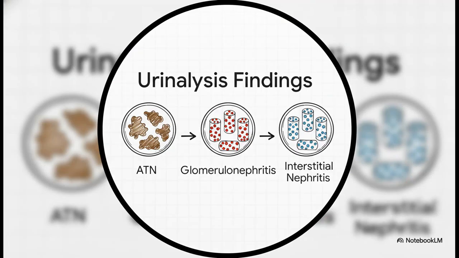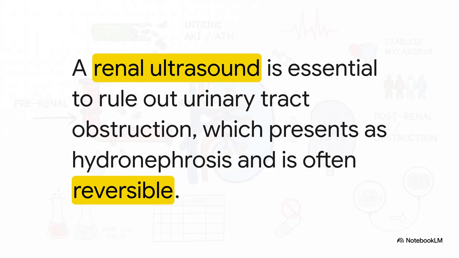And this is where it gets really cool: the power of a simple urinalysis. Looking at the urine sediment under a microscope can literally give you the answer. Those granular, muddy brown casts, that's pathognomonic for ATN. They are literally made of dead kidney cells. In the same way, red blood cell casts point you straight to glomerulonephritis, and white blood cell casts strongly suggest the inflammation of AIN.